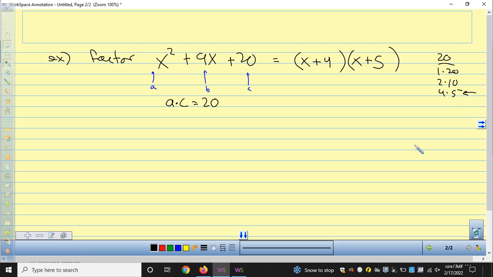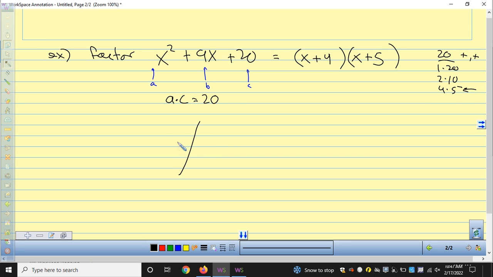Now another thing that I think about here is, well, if 20 is positive, the only way that I can get a positive number when I multiply things together is if both of these are positive or both of these are negative. But if both of these were negative, I'd have negative 4 and negative 5. That adds to negative 9. So I know when both of these are positive, these factors have to be a plus and a plus. That's how I pick out those two signs.